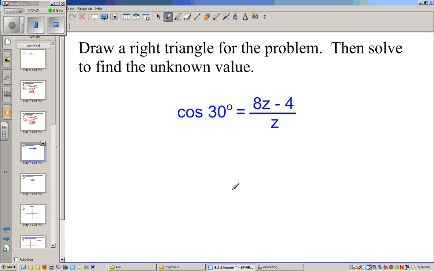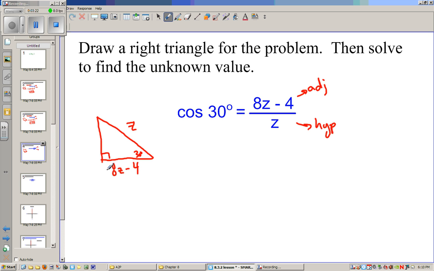This next one's a little bit different. So again, we're using sine, cosine, and tangent. So cosine is going to be our adjacent over hypotenuse. So if we draw our triangle, and I'm going to choose this angle to be 30 degrees again. My adjacent side is 8z minus 4. Has to be right here. And our hypotenuse of z is right there.